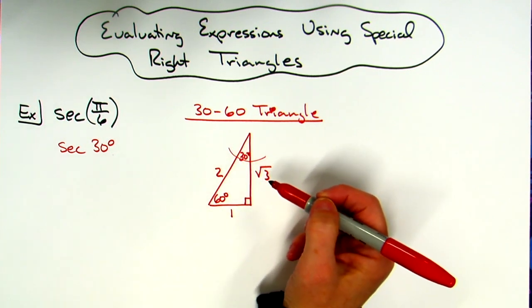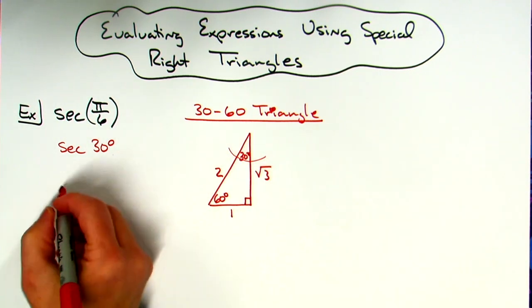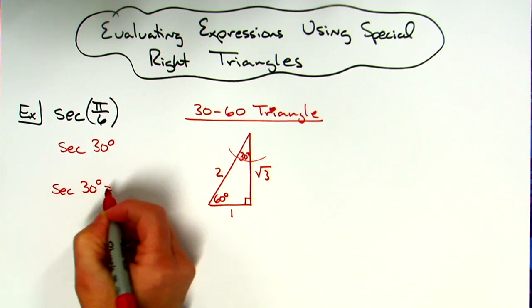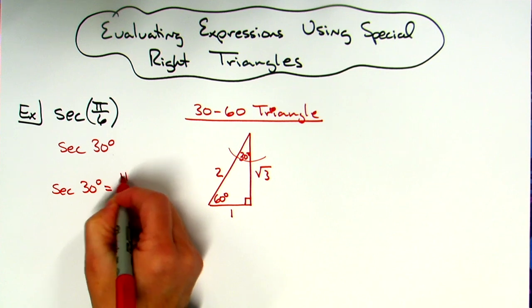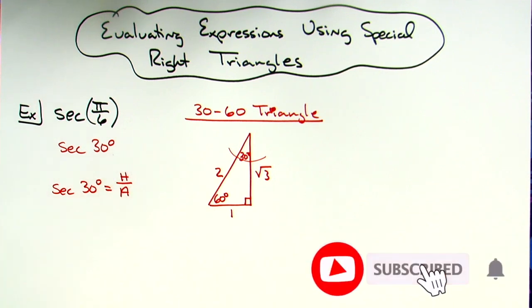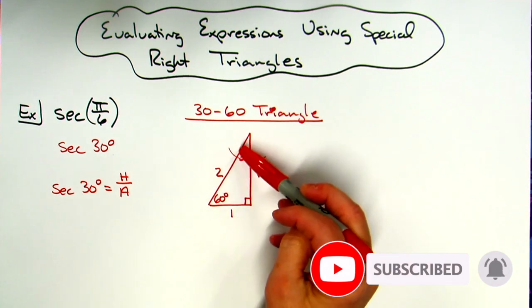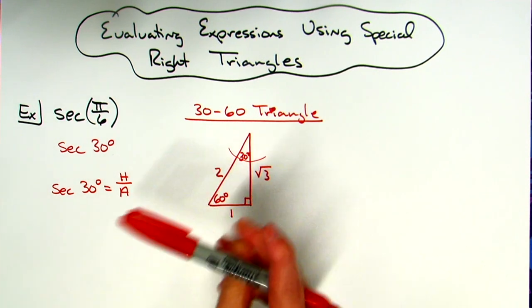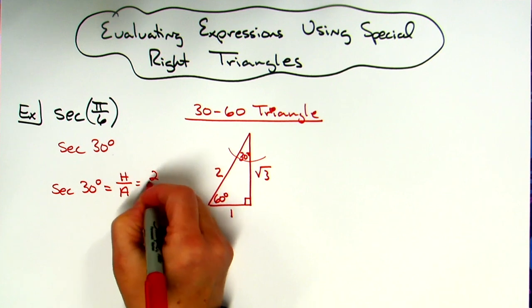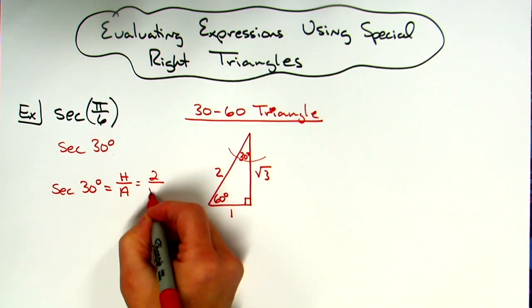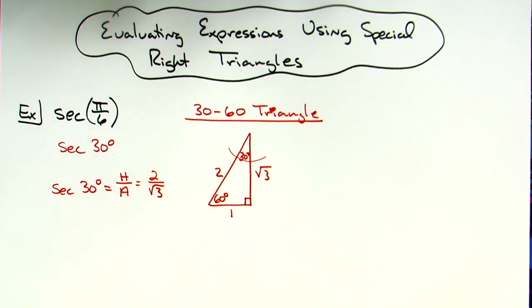Now I do need to know my right triangle trig here. So let's see, if I've got secant of 30 degrees, my right triangle definition is going to be hypotenuse over adjacent. Again, you do have to have that memorized. So here's your 30. The hypotenuse is a 2, so we'll put that 2 on top. The adjacent side is the square root of 3. So 2 over square root of 3.